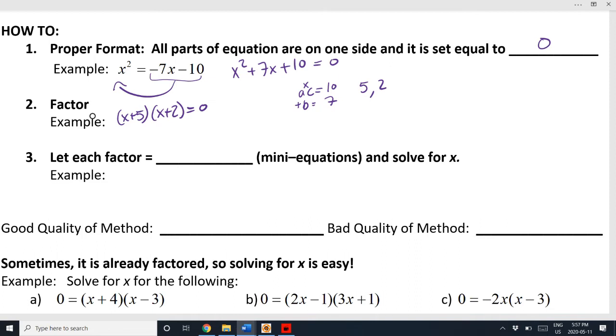Number 3, let each factor equal 0, the mini equations, and solve for x. So we have our two factors here. We have x plus 5, we're going to make that equal to 0. And on the other one, we have x plus 2, and we're going to make that equal to 0. And we just have to solve for x. So we're going to move the 5 over to the other side, so we're going to get x is equal to negative 5. And on this one here, we're going to move the 2 to the other side. We're going to get x is equal to negative 2.